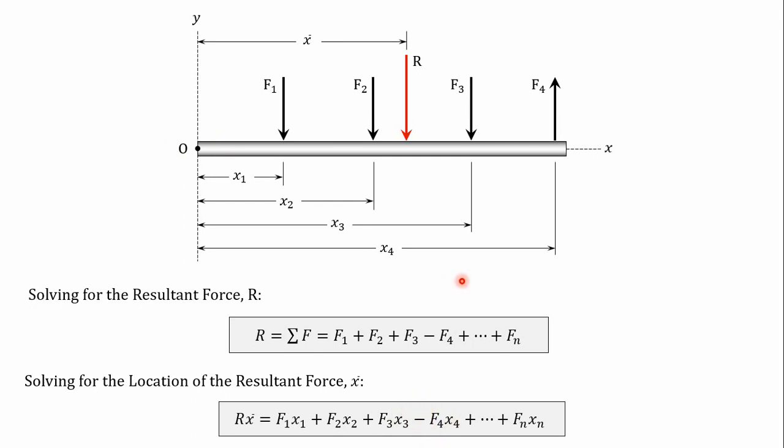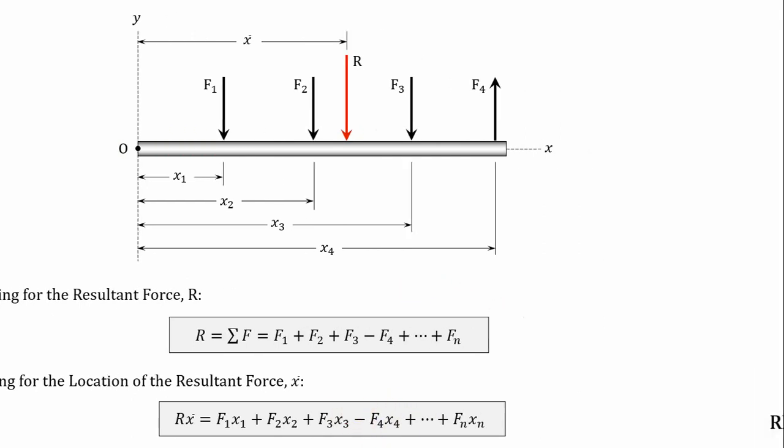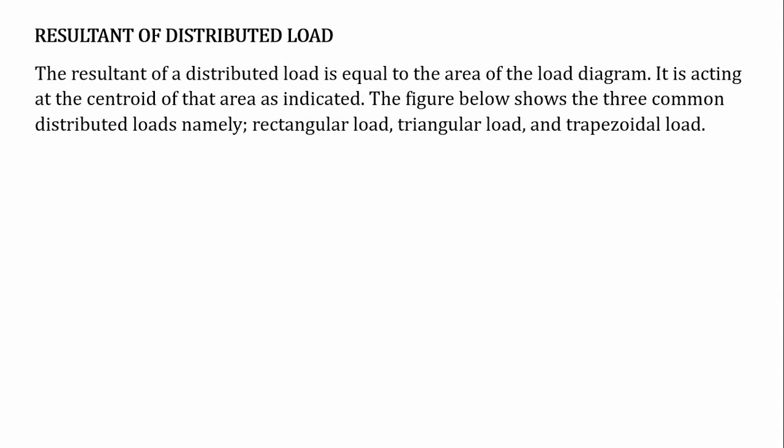Okay, so the resultant of a distributed load. The resultant of a distributed load is equal to the area of the load diagram. It is acting at the centroid of the area as indicated. The figure below shows the three common distributed loads, namely rectangular load, triangular load, and trapezoidal load.